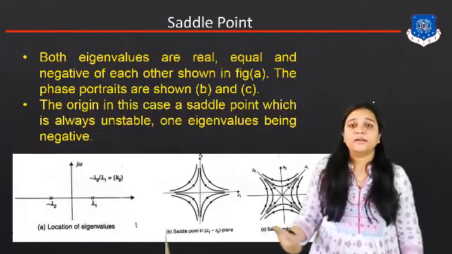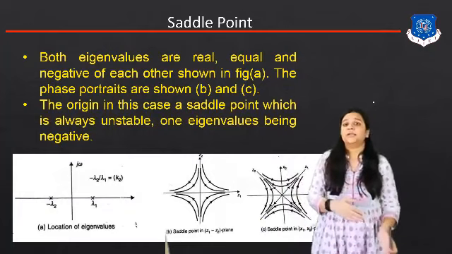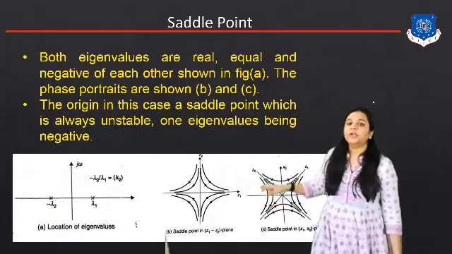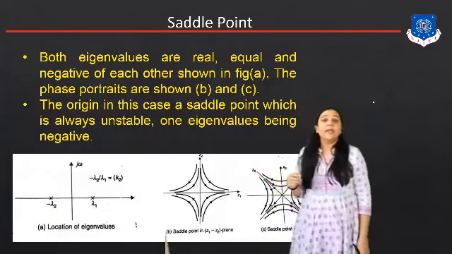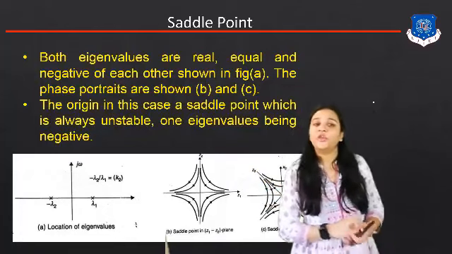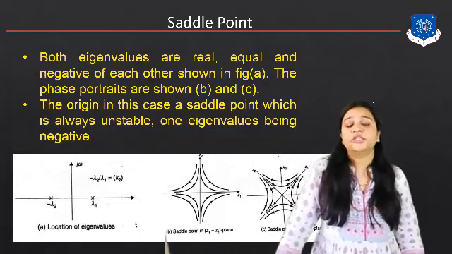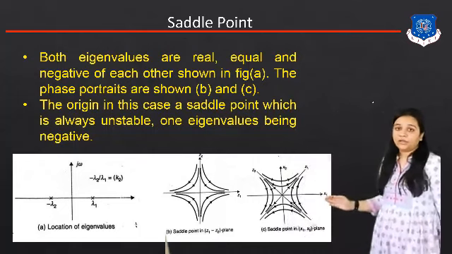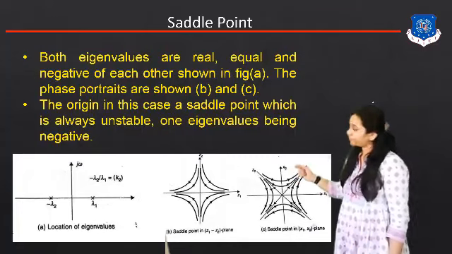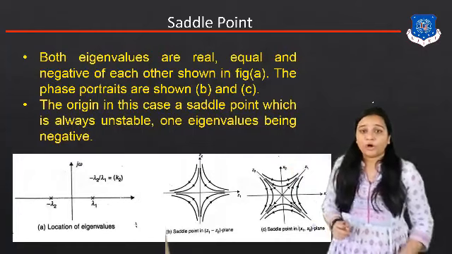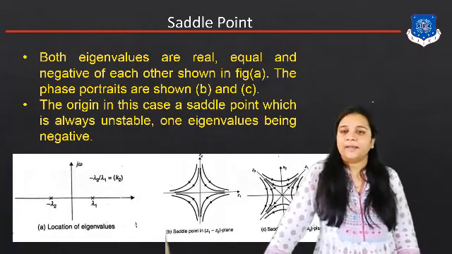Okay, the second condition is if both eigenvalues are real, equal in magnitude and negative of each other, as shown in the figure. So one root is in the left hand side and one root is in the right hand side, and the magnitudes of both eigenvalues will be equal. So we can get the phase portrait shown in the figure in this manner. The origin in this case is a saddle point, which is always unstable because one value of lambda lies in the right hand plane.